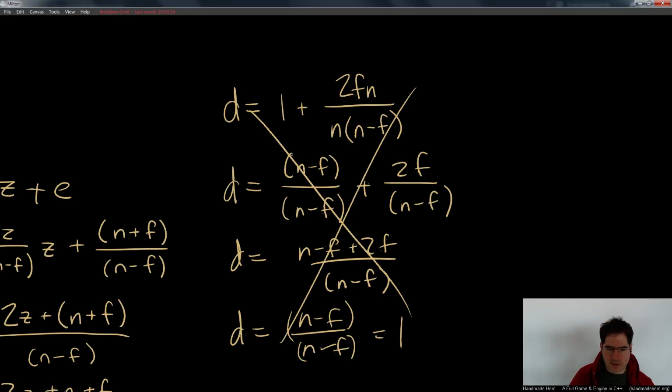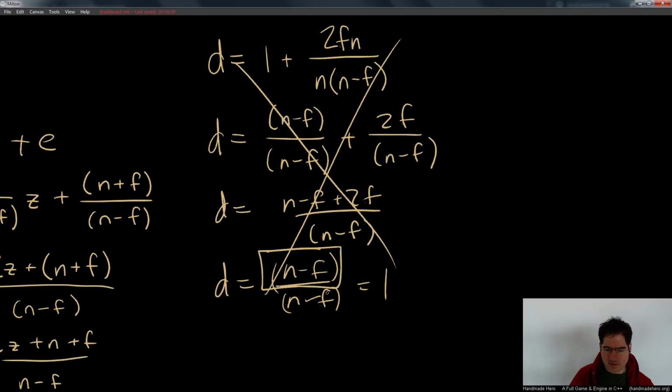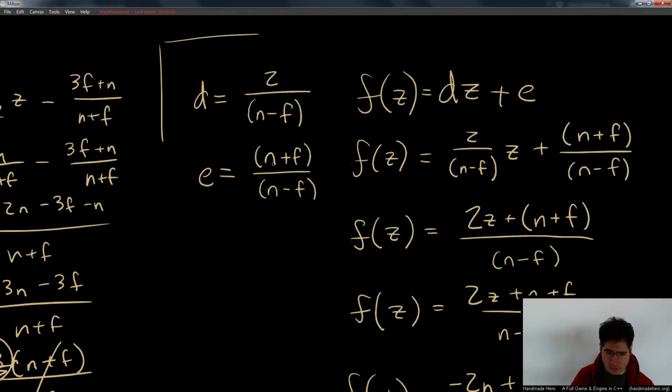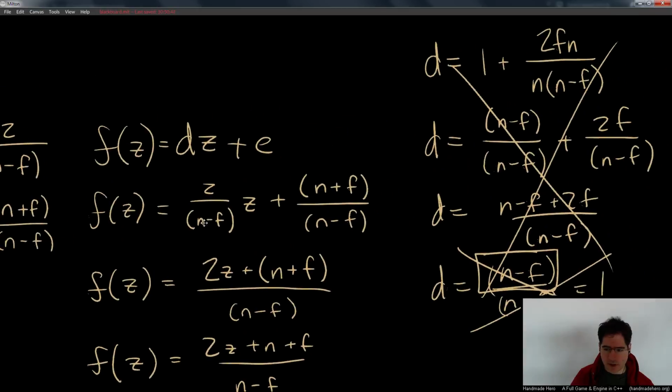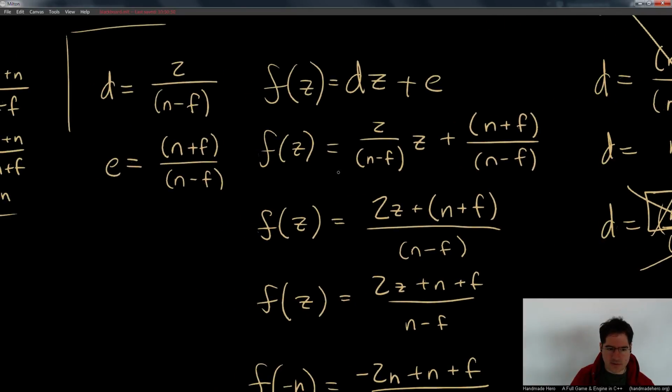So here's where we were doing that before. 1 plus 2f over n minus f. I said it was n minus f plus 2f over n minus f. That's right. Then I said that was n minus f plus 2f. And then somehow I said that was this. But this was just wrong. So, okay, I'm less nervous about that now. Good. All right. So that does mean that we can treat these like this now.